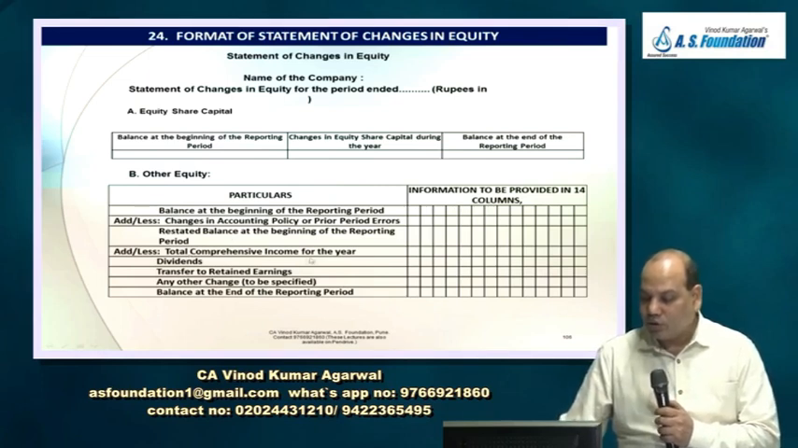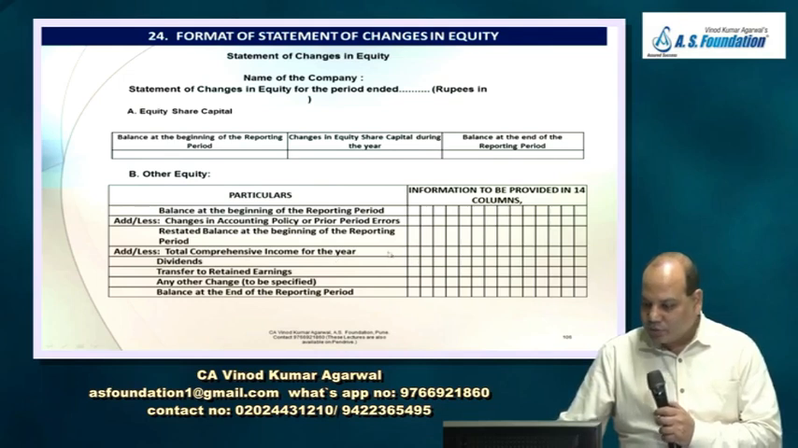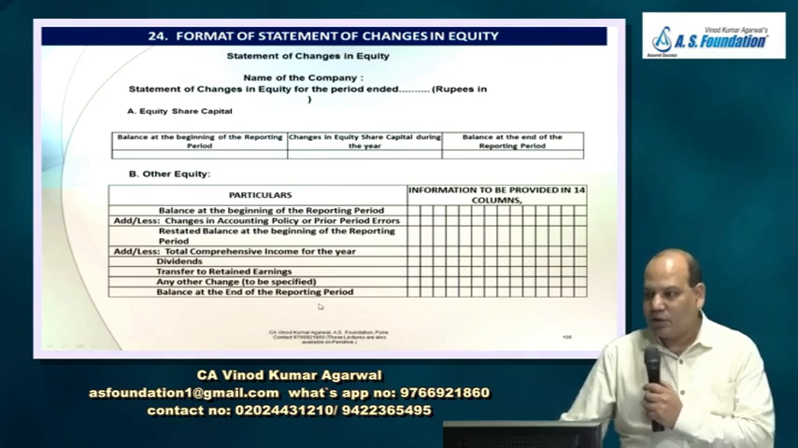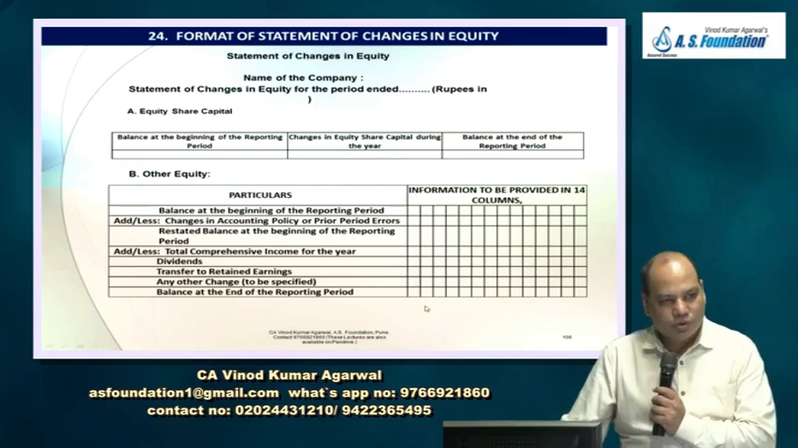and then you add total comprehensive income for the year. This you will get from the statement of profit or loss and other comprehensive income. Whatever is the share, write in the respective column. NCI share, write in the NCI column. If any dividend is paid, write in the respective column from where it is paid. If there is any transfer to retained earning, any other change, and balance at the end of the reporting period. So it is simply like opening balance, any addition, deduction, and closing balance.